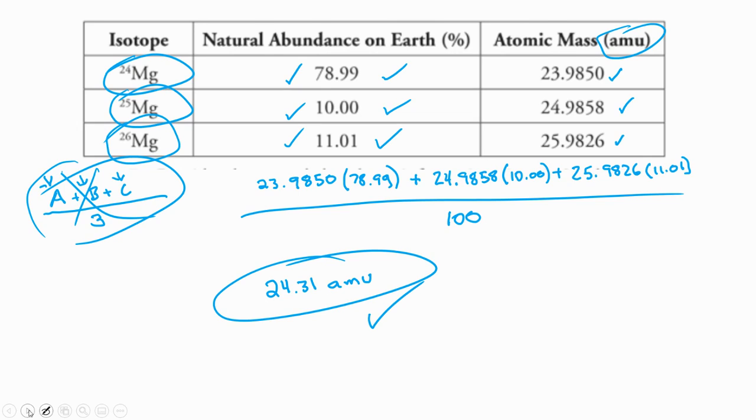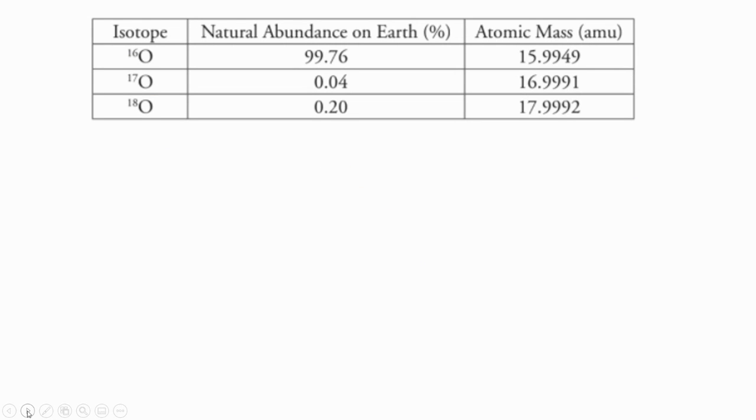I want you at home to try the same thing using this separate problem with oxygen. You're going to do it exactly the same way, and you're going to check your answer against the periodic table to make sure that you've done it correctly. In fact, I'll go ahead and tell you, you should have an answer close to 15.999 AMU. Pause the video right now and do this problem to make sure that you understand what's going on.